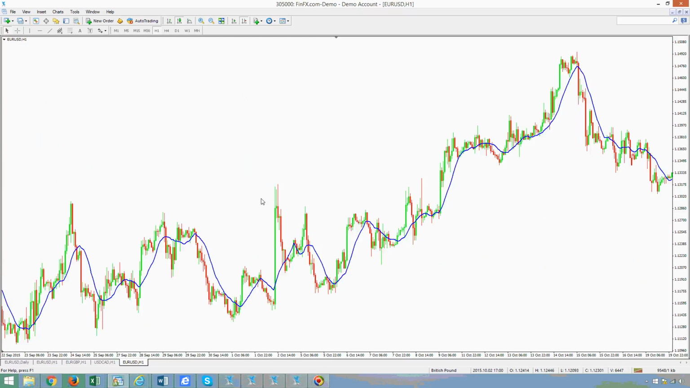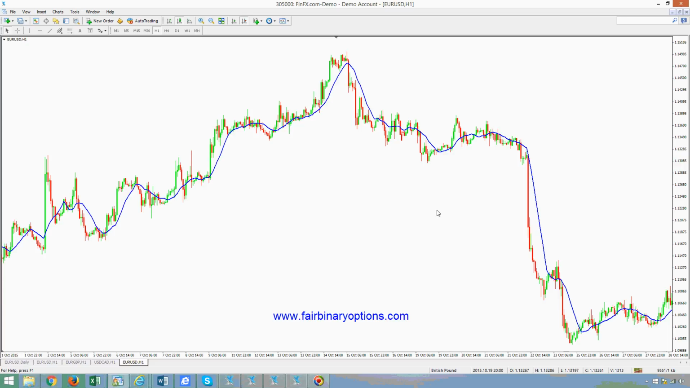Hello again, fair binary options on the screen here, and we are continuing our binary options with moving averages. And so far on the first part we discussed how to apply a moving average on the screen, what the properties are and what to do with it. But I would like to go into more details here.